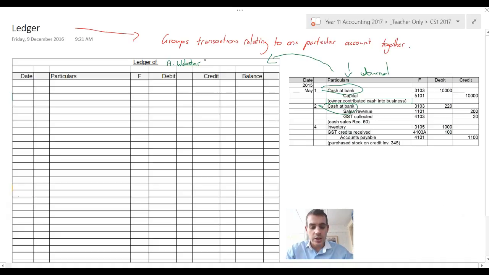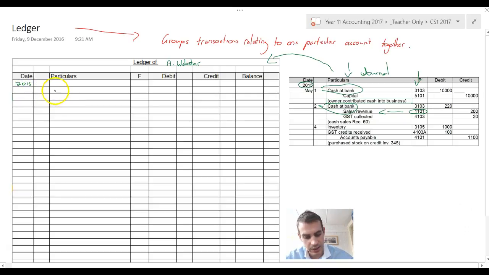Now, the order that we post from the journal to the ledger is the order according to the account number. So we go from smallest to largest. Looking at these numbers down here, we have 3103, 5101, 3103. The lowest number is 1101, and that relates to our sales revenue account. So in our ledger, the first thing we do is put the year. The year from the journal is 2015.